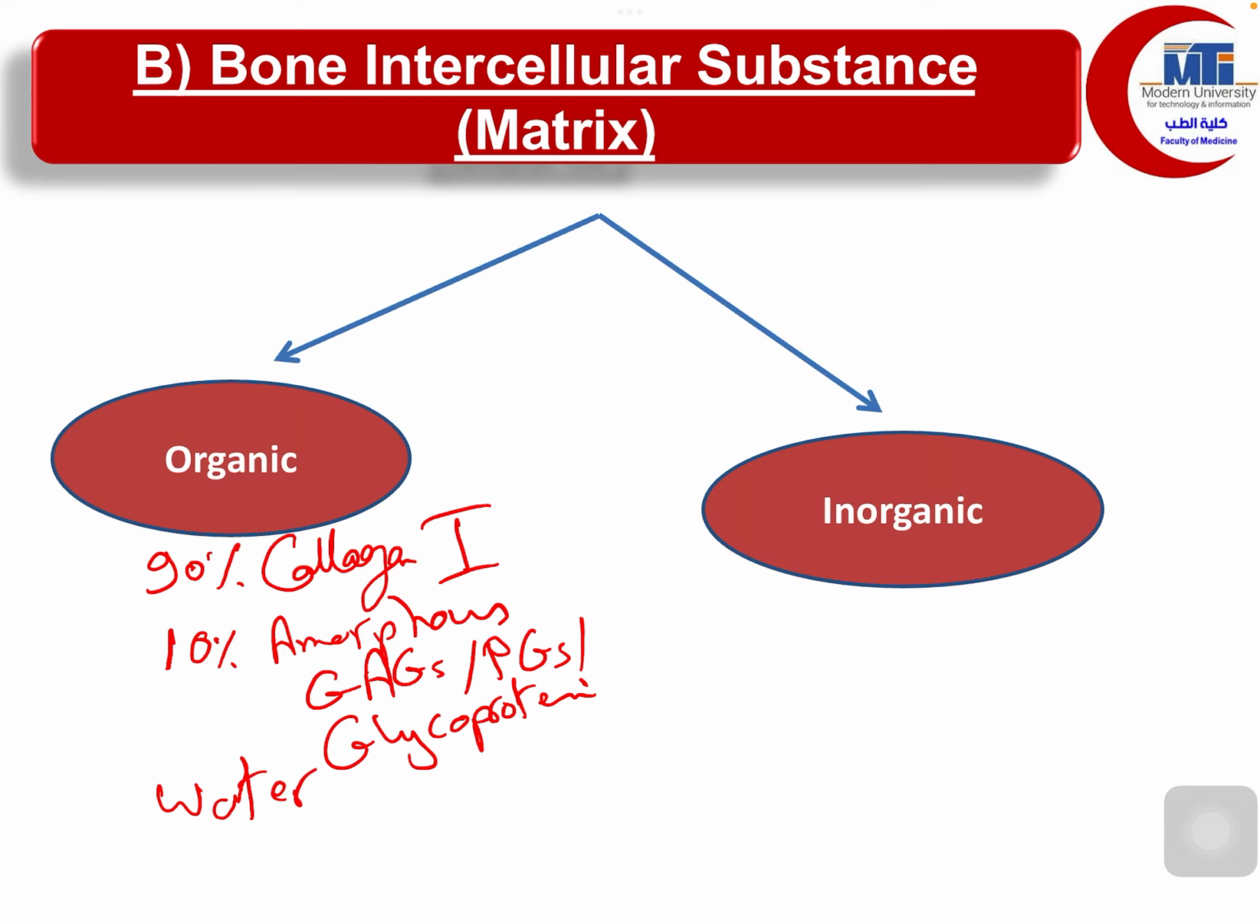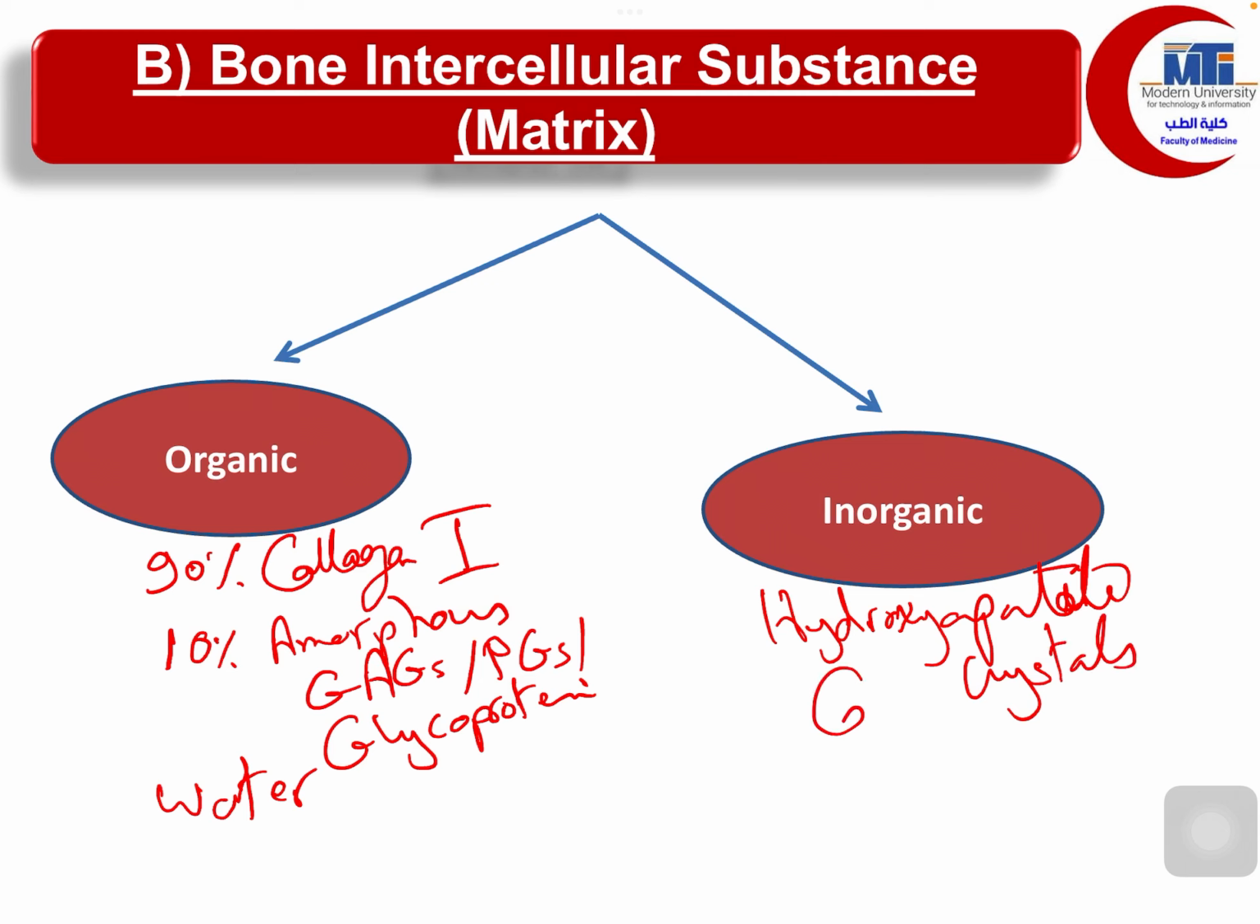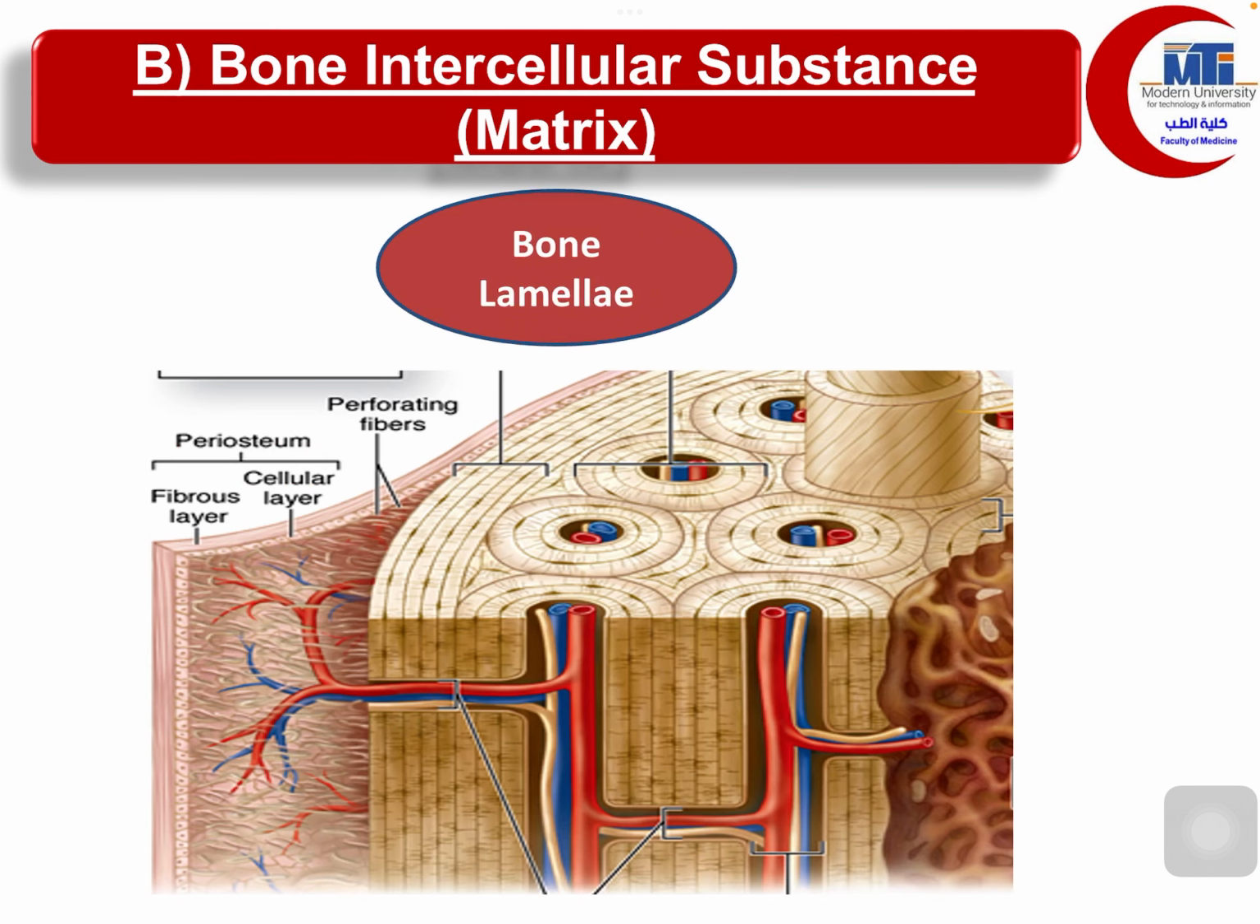And now the inorganic structure of the bone matrix. It's completely the hydroxyapatite crystals, or the calcium crystals, forming the major part of the inorganic substance to allow calcification and the hardening of the bone matrix, or hardening of the bone tissue.